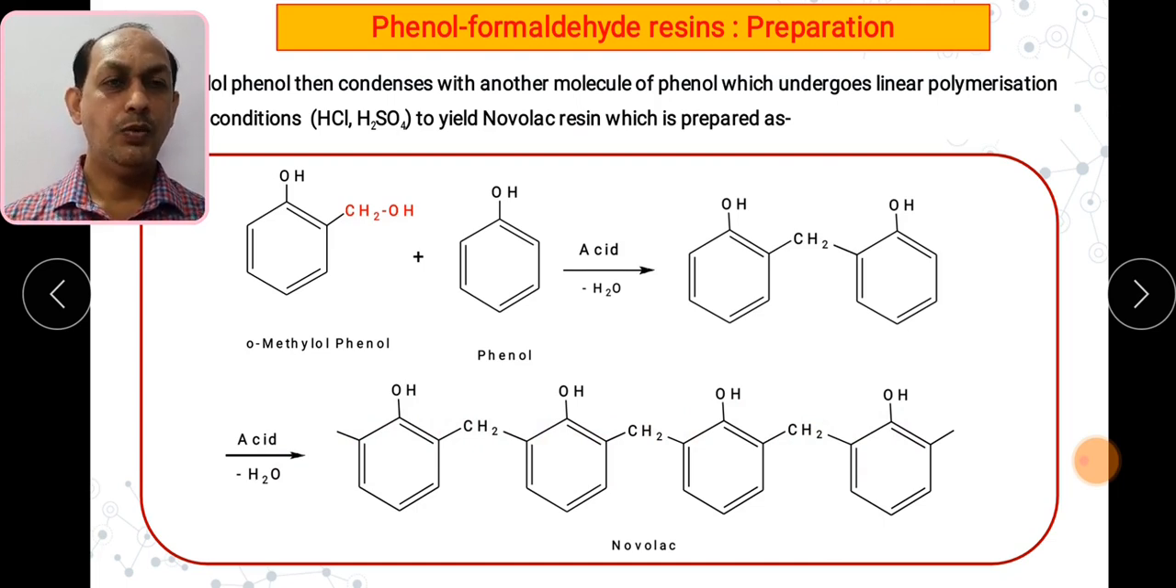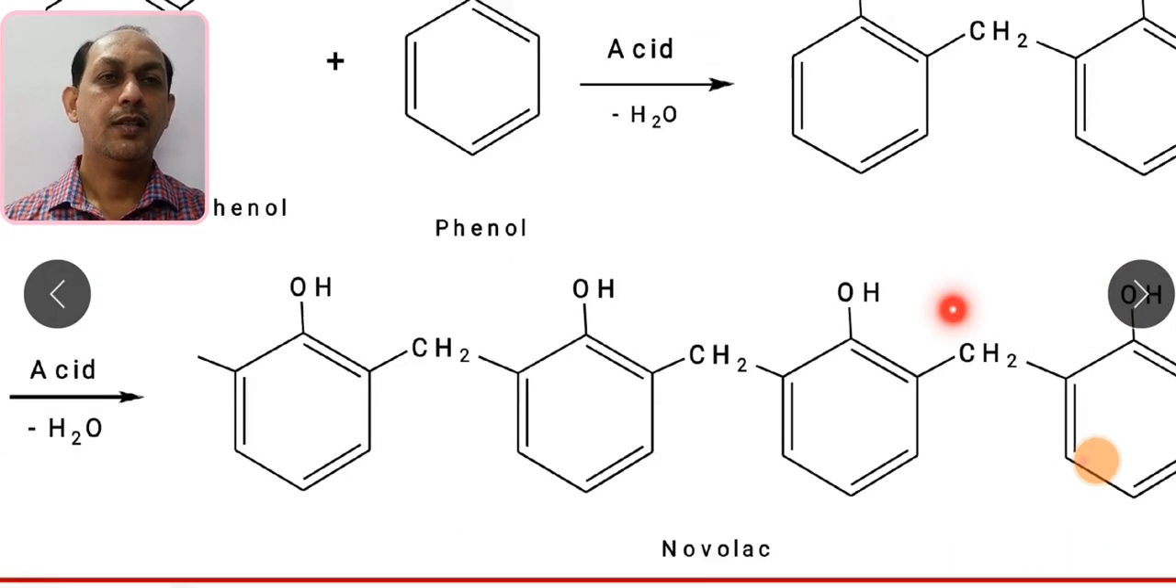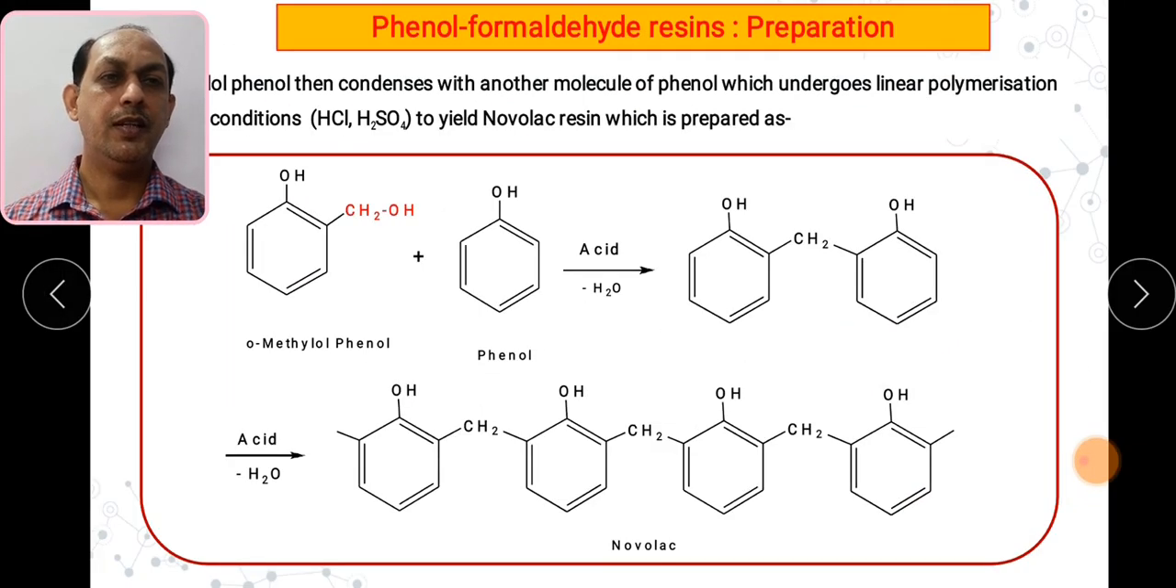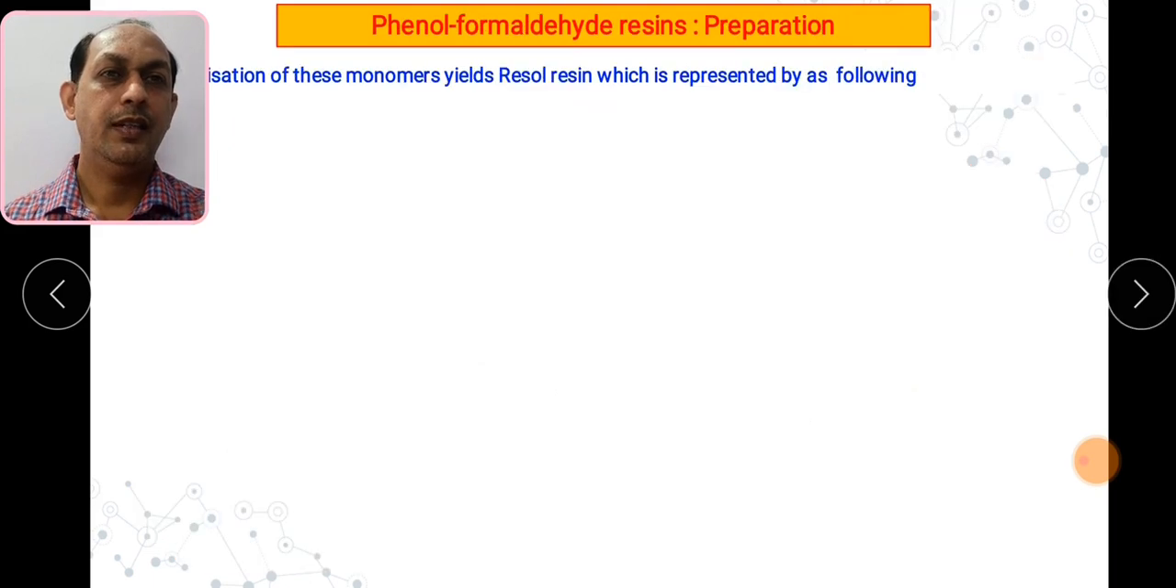So let us see how this reaction is formed. This particular compound again reacts with the same compound in acidic medium. So this is the first molecule and this is the second molecule. So this is how the reaction takes place and the chain grows in a sequential, repeated manner, and it forms the polymer known as Novolac in the acidic condition.